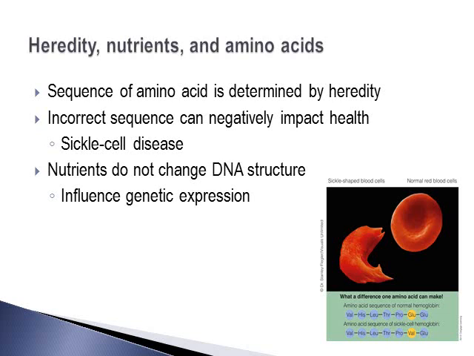Genes and our nutrition definitely play a role in protein and amino acids. So the sequence of amino acids is determined by heredity. So there's a set pattern or set sequence that amino acids are supposed to be in, and an incorrect sequence can have negative impacts on health. So one example would be sickle cell disease. So during sickle cell disease, basically the red blood cells become misshapen and they're not able to carry oxygen as well. And you can see that only one amino acid is different there.